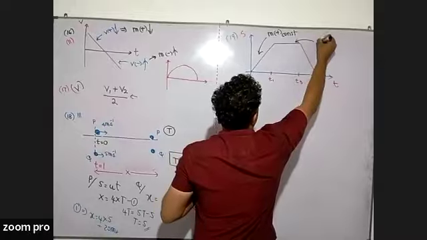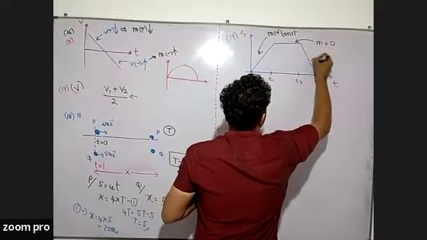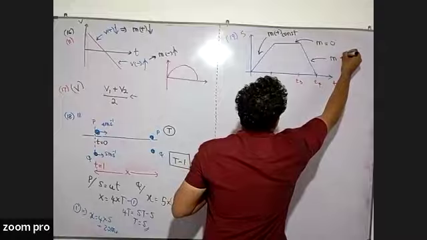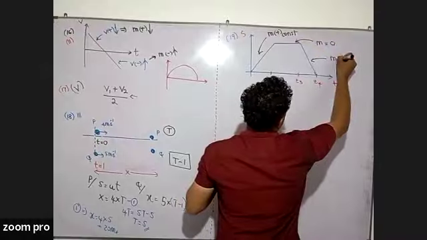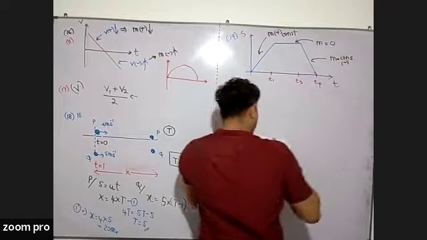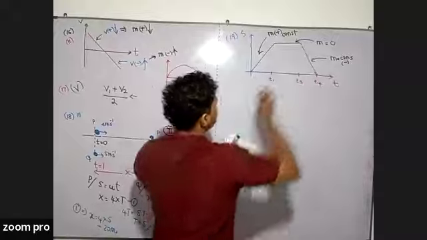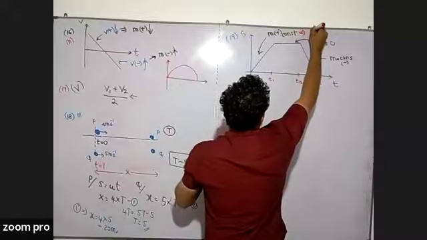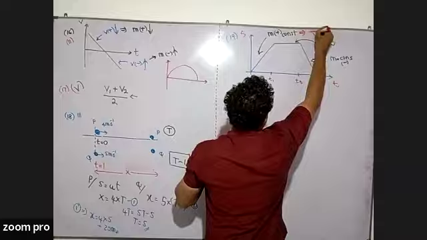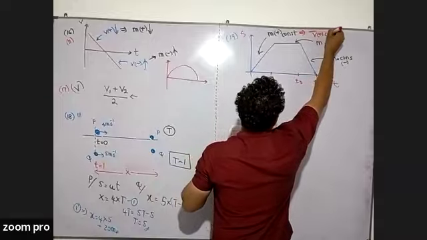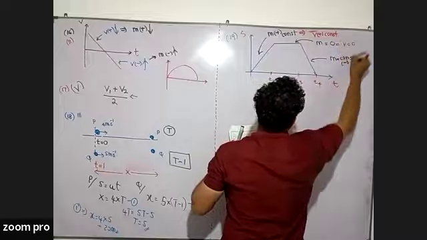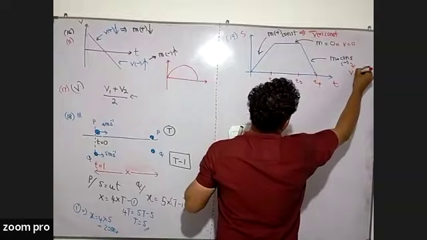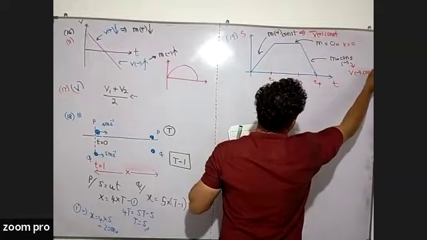This one has a gradient of 0, and this one is constant but negative. That means the velocity for this part should be constant, and for this part the velocity should be 0. For this one the velocity is constant but a negative value.